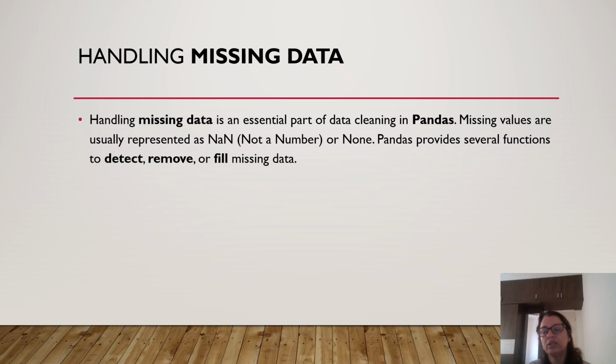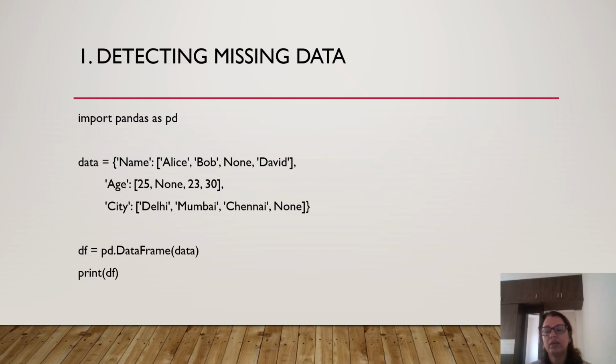The missing data can be represented in pandas using NaN or None. NaN is not a number. So first we'll create a DataFrame, either a DataFrame or a Series. I have created a DataFrame here using a dictionary, with name, age, and city.